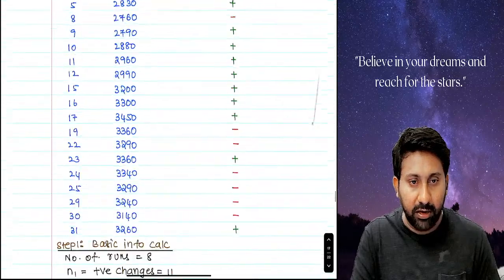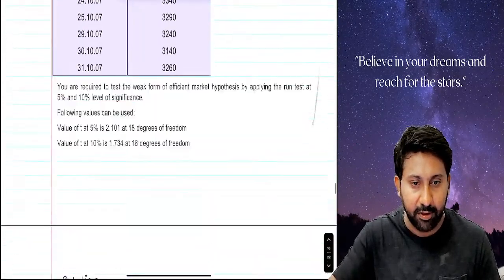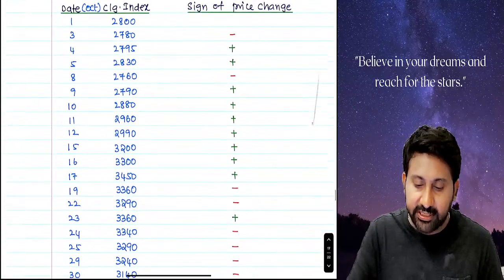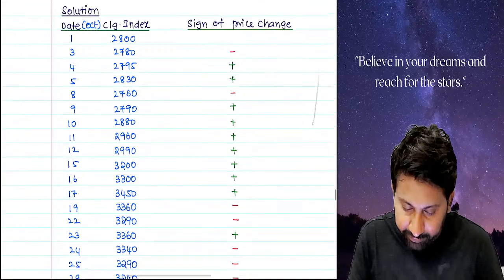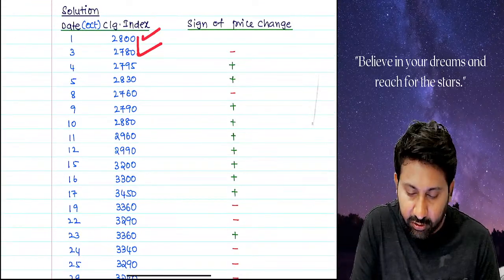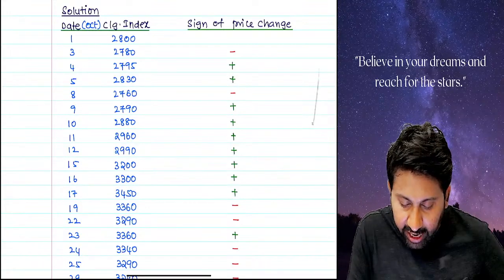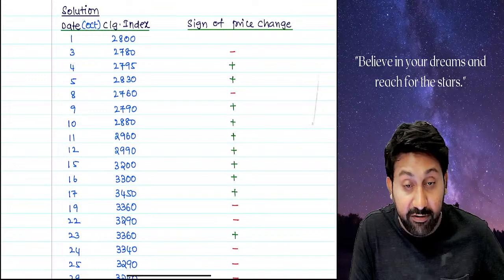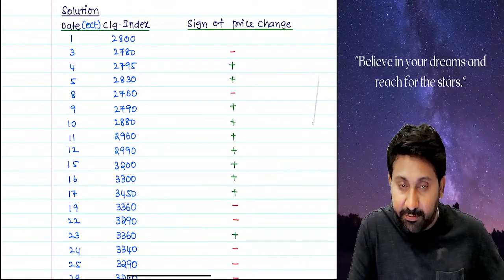Same details I have copied here. Next, they have given closing index prices. First, 2800 to 2780, there is a fall, so minus. Next, it became 2795. 2780 becoming 2795 means there is an addition, so positive.